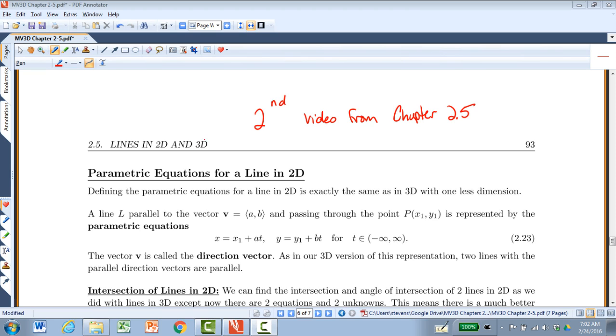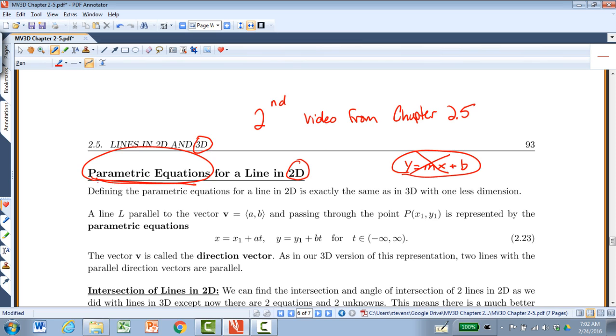So the previous video did lines in 3D, and we're actually going to expand that, or I guess you could say more like reduce it to the case of 2D. And these are going to be parametric equations for lines, right? I'm not talking about the standard form that you may have seen in algebra or algebra 2. I'm not talking about y equals mx plus b. That is one way to create a line in 2 space. I'm talking about parametric equations, right?